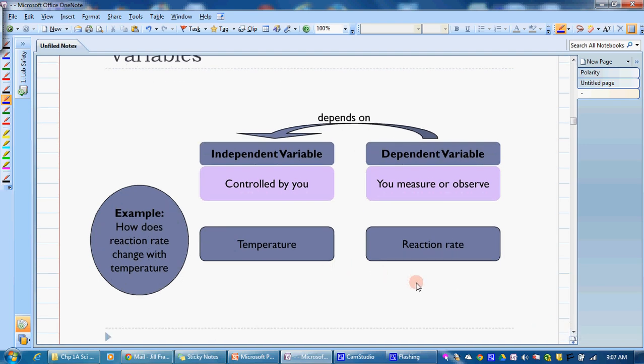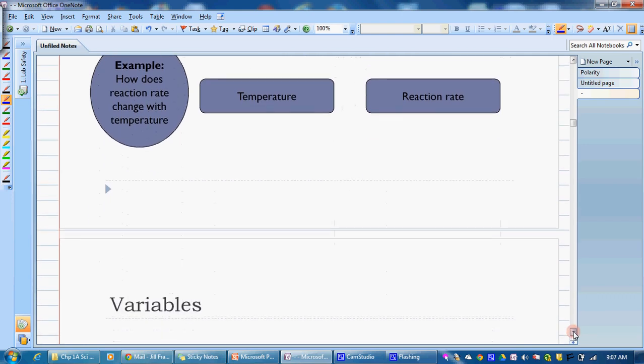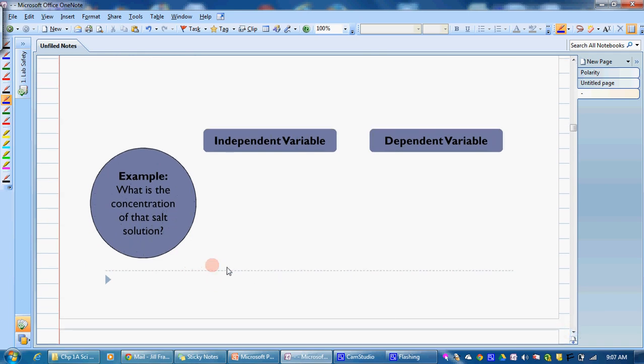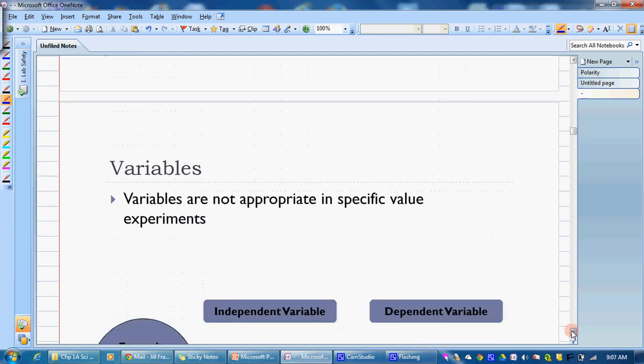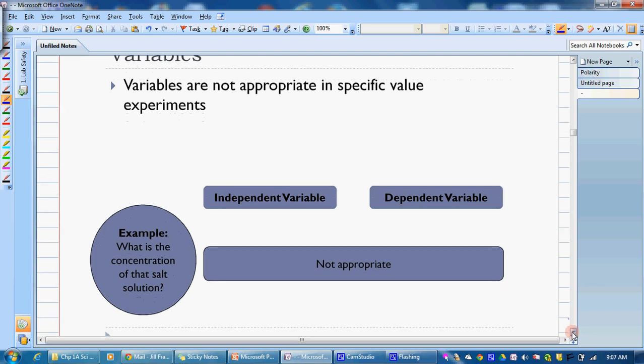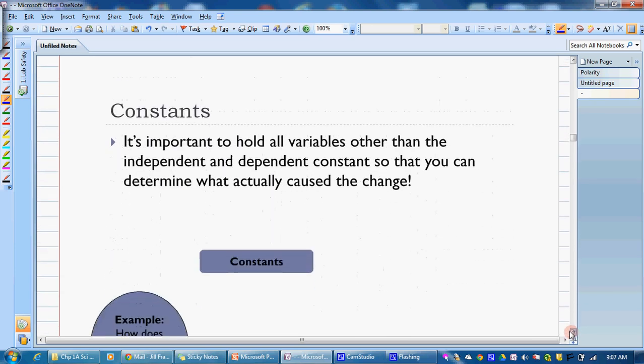And we need to be able to do this to make a graph correctly. Okay, so we'll be using that later on to make graphs. Independent and dependent variables go on the different axes. Another example here, what is the concentration of that salt solution? Well, here I'm not really controlling anything. I'm just figuring out a value. So if I'm figuring out a quantity or a value, there's not going to be an independent or a dependent variable. I'm just going to try to find an answer that's going to be numerical.